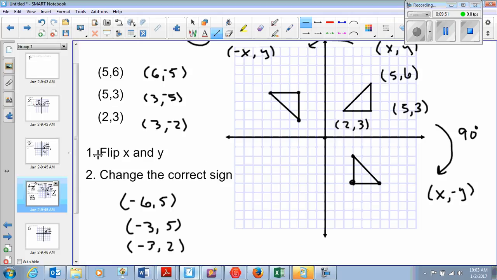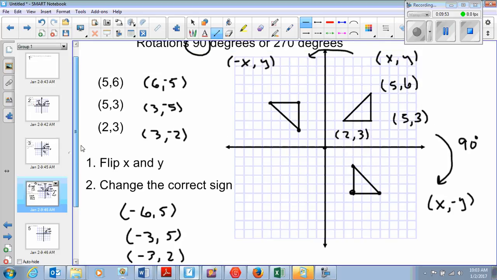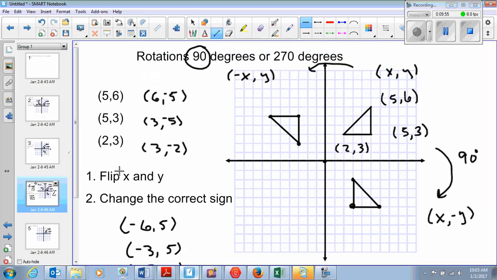So it just depends on how we want to rotate them, but they're going to be changing according to this. If you're rotating it 90 degrees, or if it's 270, just do it backwards. Like if it was 270 degrees clockwise, it's really the same thing as 90 counterclockwise. You've got to think about where this point is going to be. This shape is going to move quadrants. But you want to focus on these rules: you flip the x and y, and you change to the correct sign.